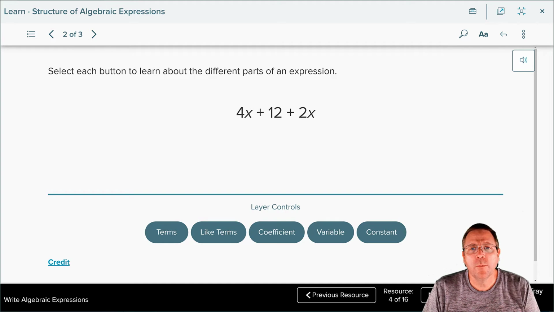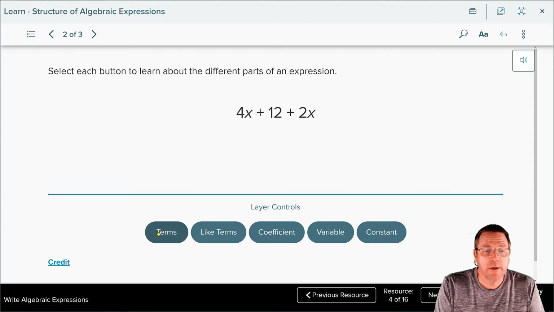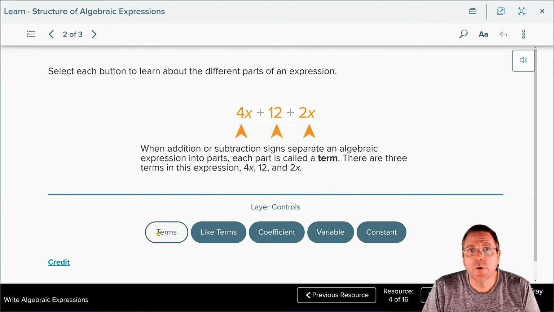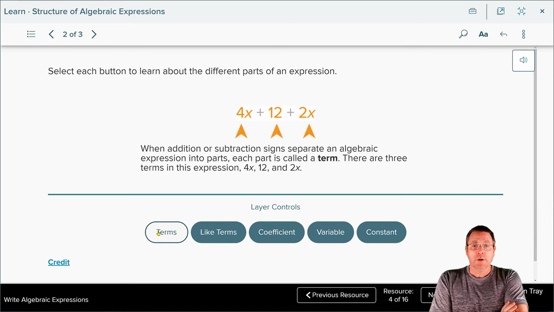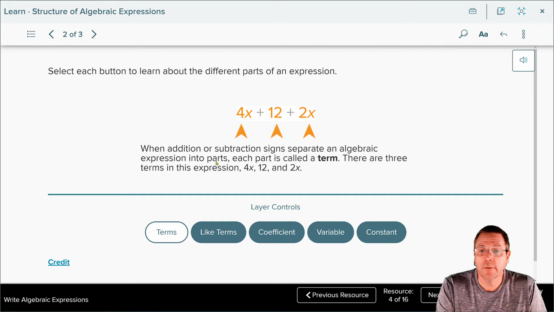Now we're going to learn a whole bunch more of our vocabulary words that are going to be coming up on our upcoming vocab quiz. The first one is going to be terms. Each one of those values is a term, and a term is going to be something that is separated by an addition or a subtraction sign. When addition or subtraction signs separate an algebraic expression, each part is called a term. Unfortunately, these I cannot highlight for you.